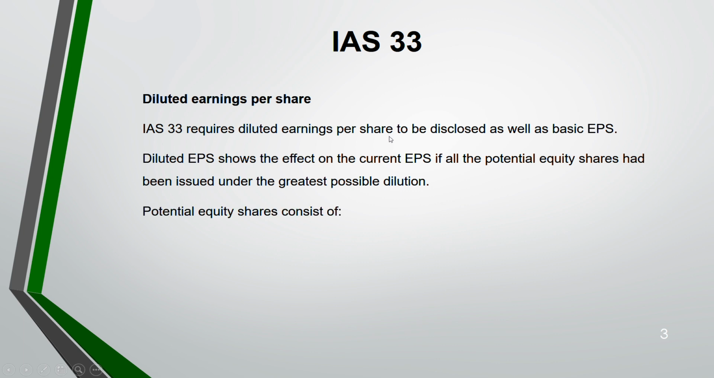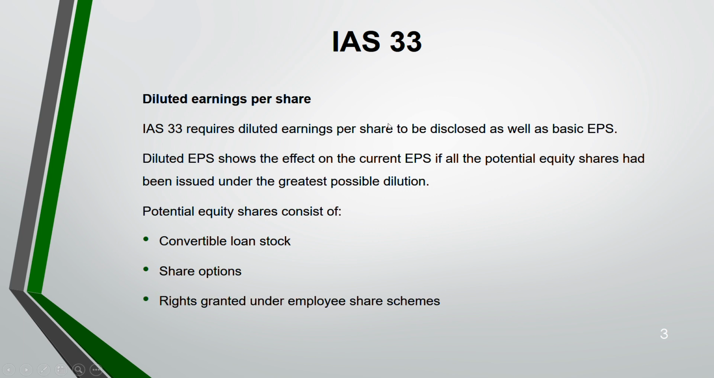Okay. Now, what are the potential equity shares? It consists of these things. Because of these things, there are differences, that means your EPS will be diluted. Convertible loan stock, share options, rights granted under employee share schemes, rights to equity shares that are contingent upon future events. So all these four options. Under these four options, you have to calculate diluted EPS. Okay, and the detail of this is explained in my lecture IAS 33.